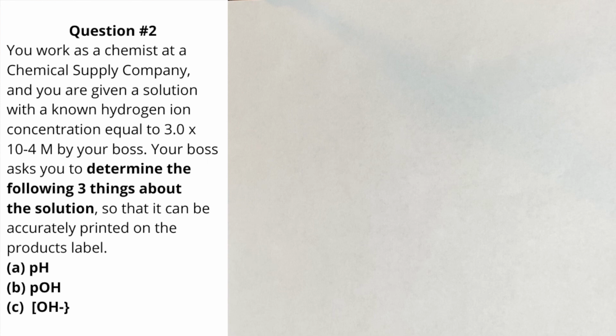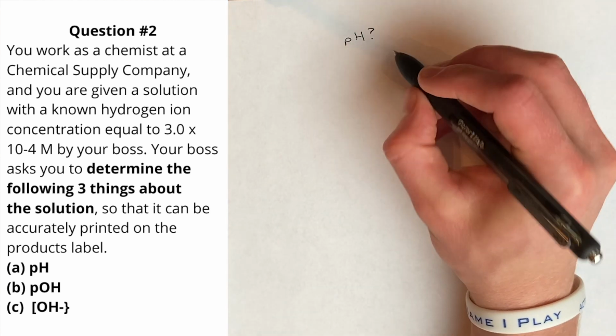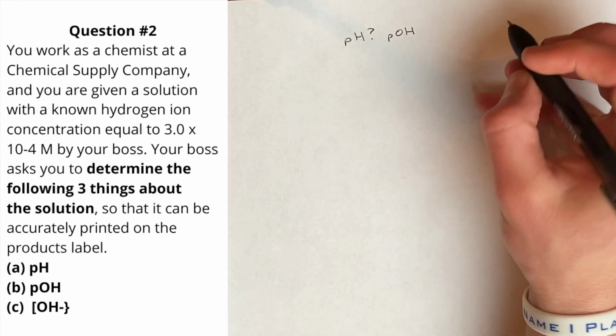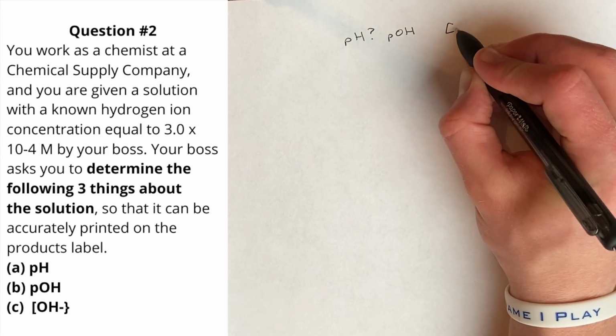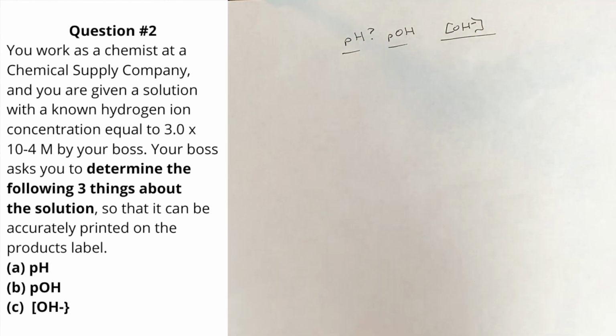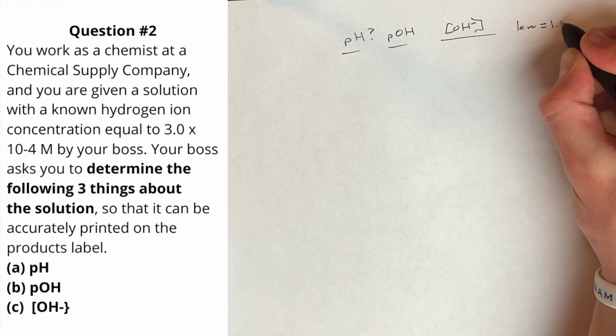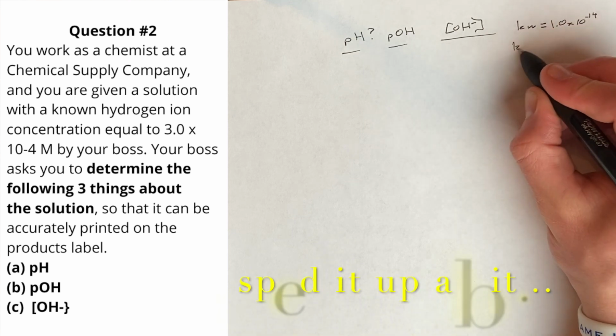Your boss asks you to determine the following 3 things about the solution so that it can be accurately printed on the product's label. Show your calculations below and circle your final answer. So what they want us to solve for is pH, pOH, and our hydroxide ion concentration. Remember our formulas that we've been given. Kw is a constant. How to calculate Kw?